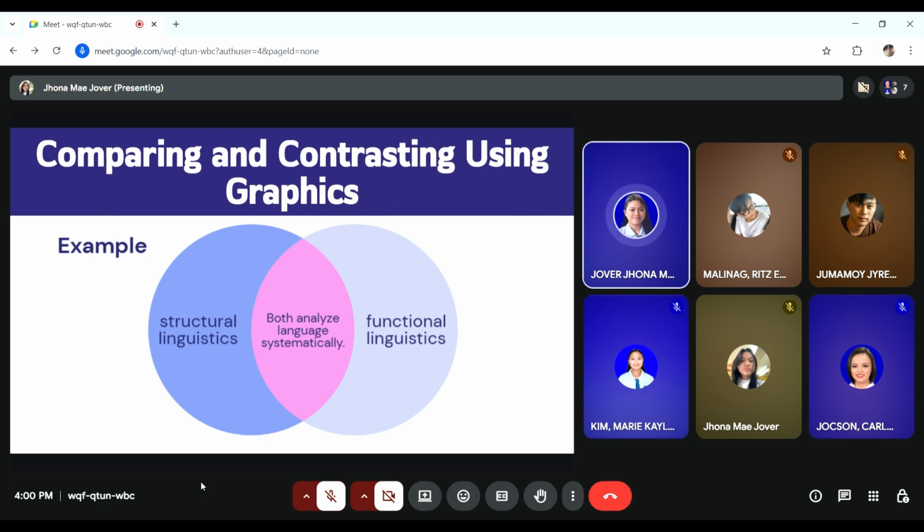As you can see, on both sides it shows the differences between two linguistic theories, while in the middle you can see the similarities of both.